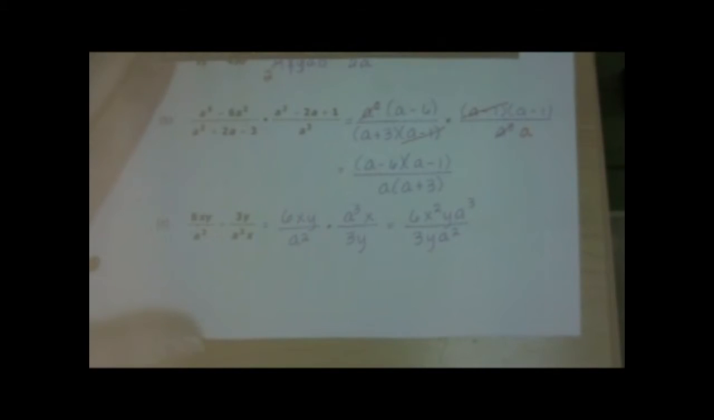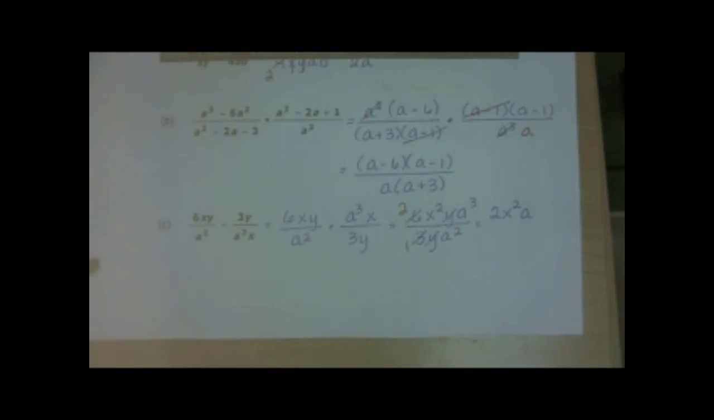I'm going to multiply across my numerator and denominator. So in my numerator, I've got 6 x squared y a to the third. And on the bottom, I've got 3 y a squared. And now I'm going to work on canceling here. So 3 goes into the bottom once and into the top 2 times.